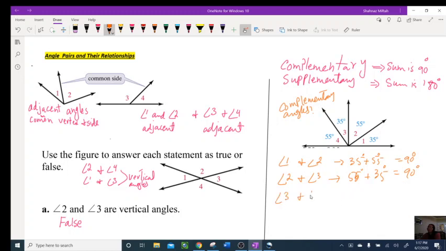Angle 3 and 4 will give me, angle 3 is 35 degrees and angle 4 is 55 degrees, and this was also giving me 90. Then angle 1 and angle 4 will give me, angle 1 is 35 and angle 4 is 55, and it's going to give me 90. So these are all complementary angles.